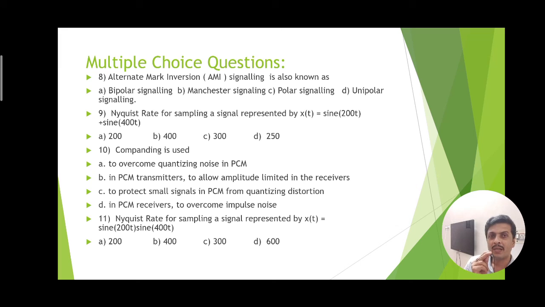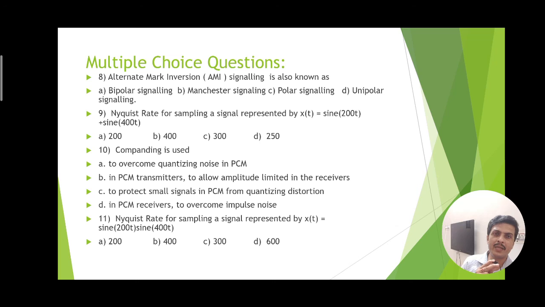What is the Nyquist rate for sampling the signal represented by sin 200t plus sin 400t? Normally, the message signal may be a superposition of multiple sinusoidal signals, but you have to find the highest frequency component. Here, 400t has the highest frequency component. Since we know the form 2 pi f t, 2 pi f is equal to 400, so f is equal to 400 by 2 pi. So the frequency in sin 400t is 400 by 2 pi. If we multiply it by 2, 400 by pi is the sampling rate, because 2 times the message frequency is the sampling frequency.